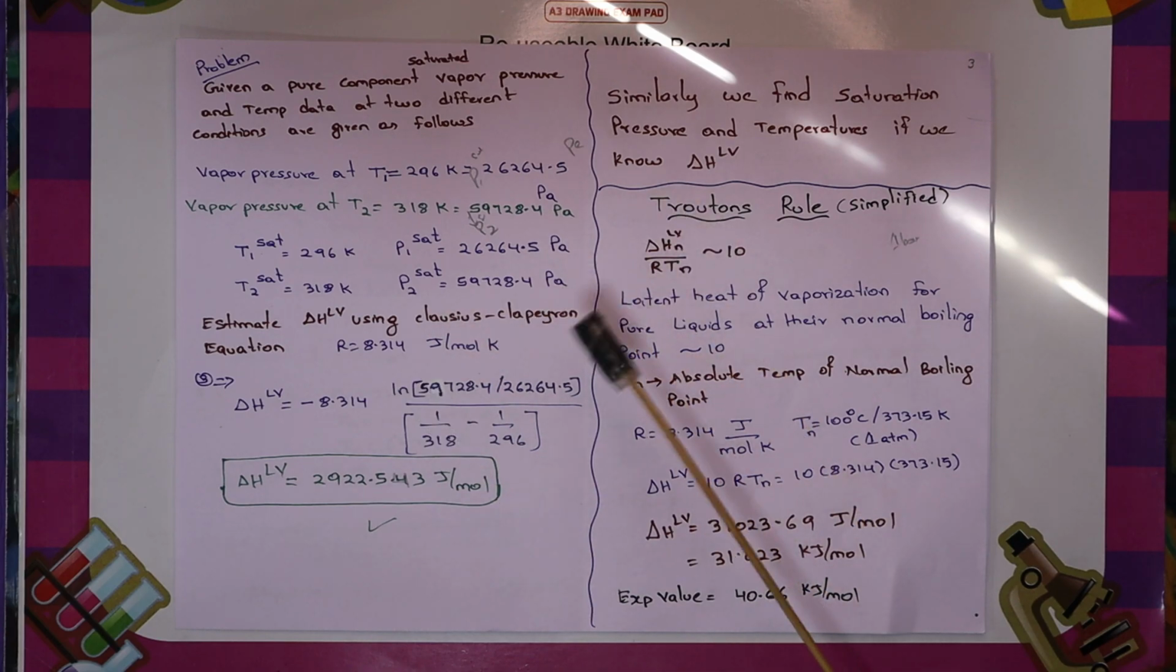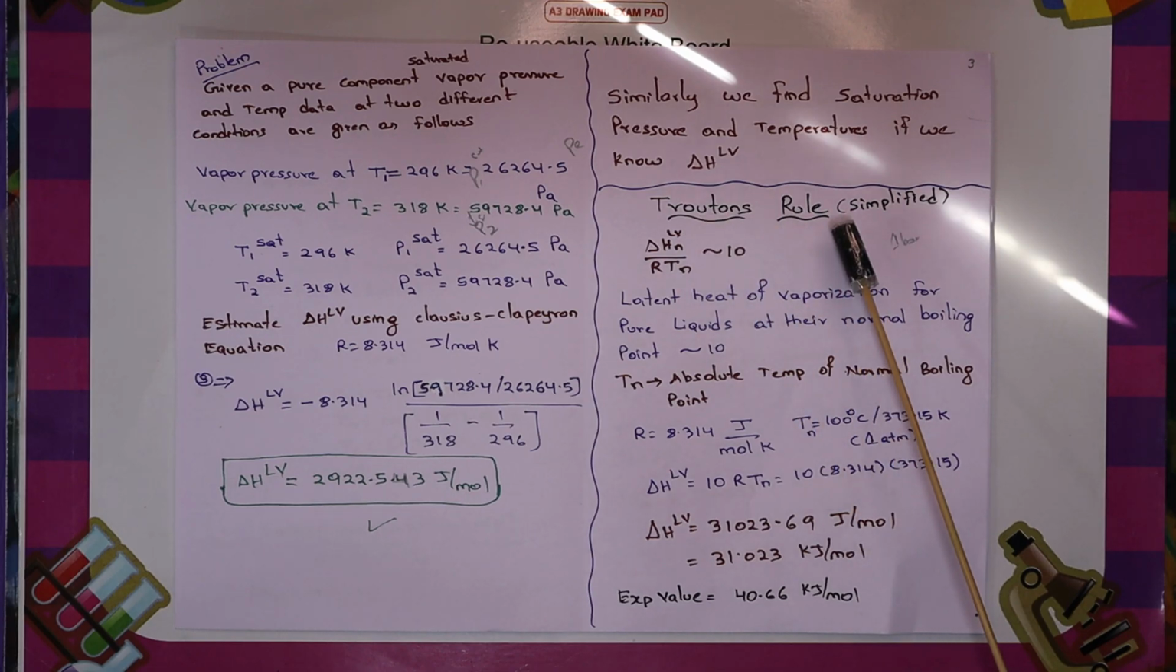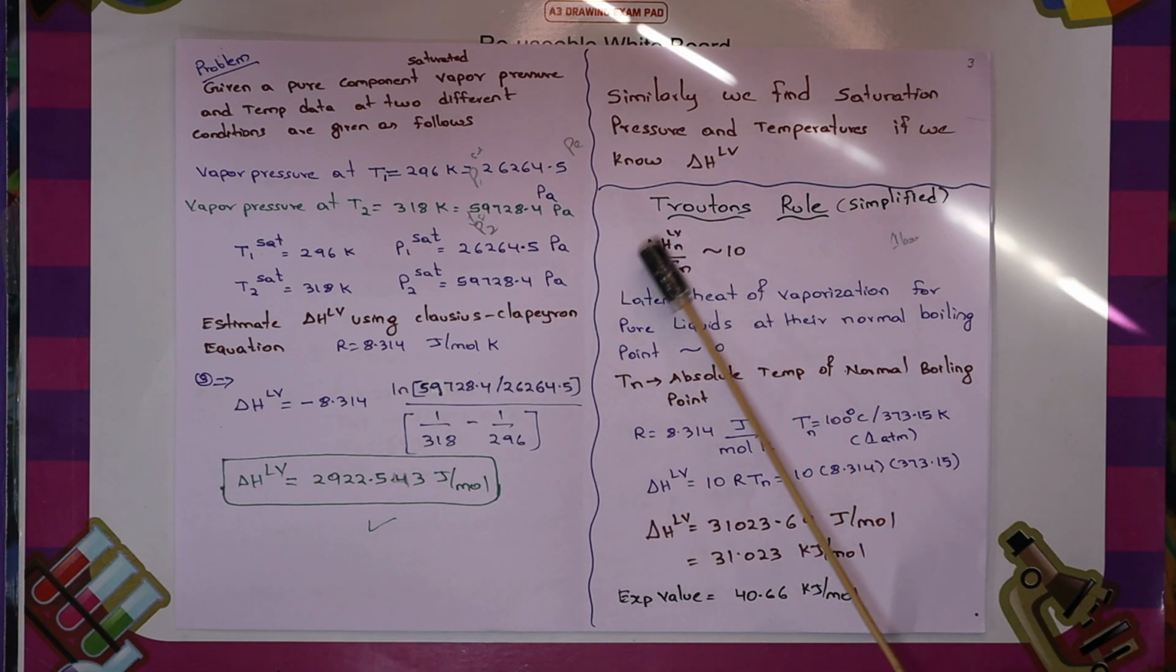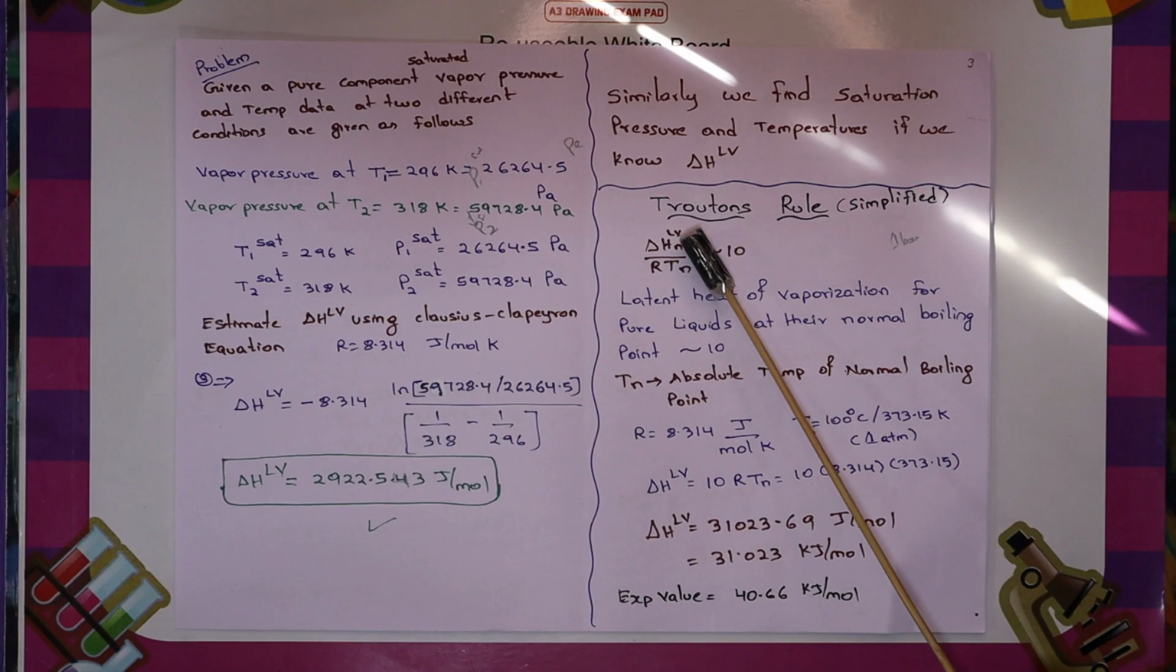What if there is another method suggested by Trouton? It's a more simplified version than Clausius-Clapeyron. It is said that you can find the enthalpy of vaporization at normal boiling point by delta H divided by R into Tn is equal to 10. That means a thumb rule kind of a thing. That means the enthalpy of vaporization at normal boiling point can be estimated.